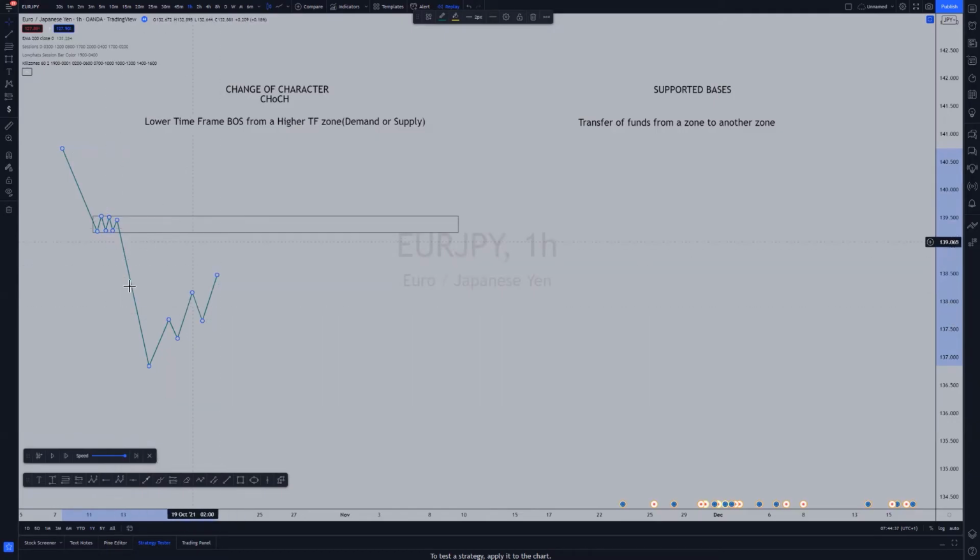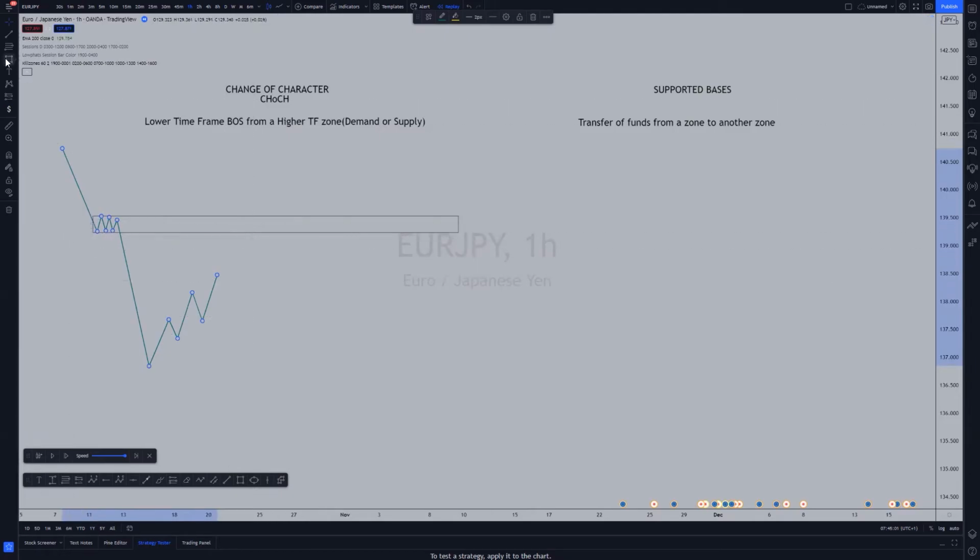So if you understand time frame correlation very well, you will know that on the higher time frame we are bearish. Then of course, for us to continue bearish, price has to trend upward on a corresponding lower time frame, then give us intent. If it wants to continue downward, price will give us intent, and that is where our change of character and supported base will come.